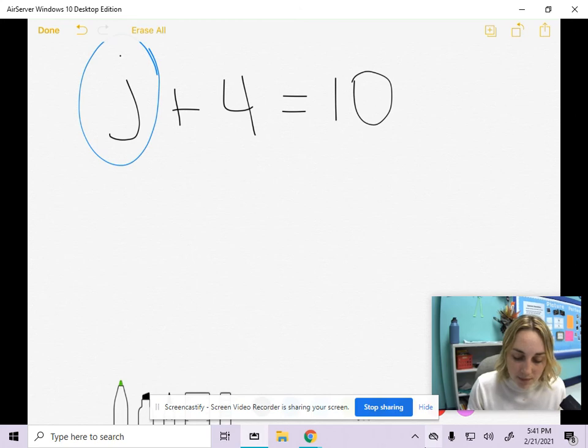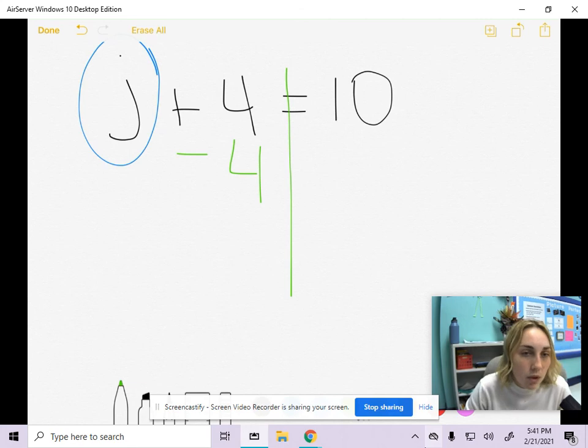So how we get rid of that plus 4 is we need to do the opposite of plus 4. We want to make plus 4 equal to 0. To make positive 4 equal to 0, we can use its opposite. Its opposite is subtracting 4 to make it equal to 0 and get j by itself. So I'm going to get rid of this plus 4, and to get rid of it, I'm going to use its opposite. I'm going to subtract 4.